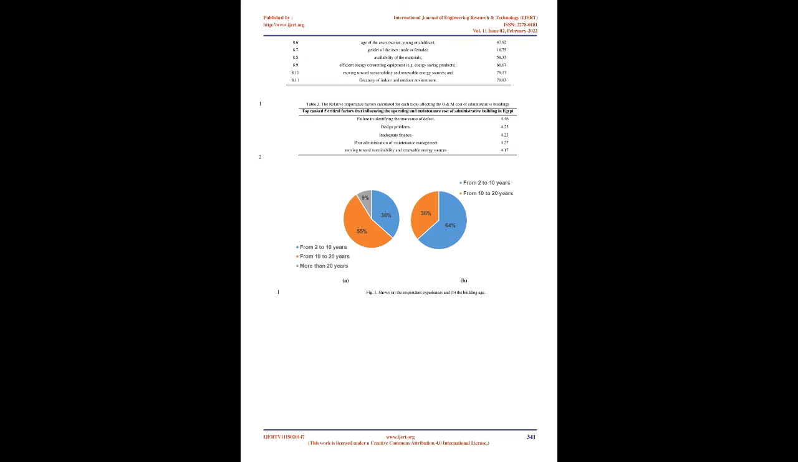The top 5 ranked factors were as follows in descending order: failure to identify the actual cause of defects. Then secondly, design problems, and at the same level as the second factor, inadequate finance. Fourthly, poor administration of maintenance management, and finally, at the same level as the fourth, sustainability along with energy consumption and saving.